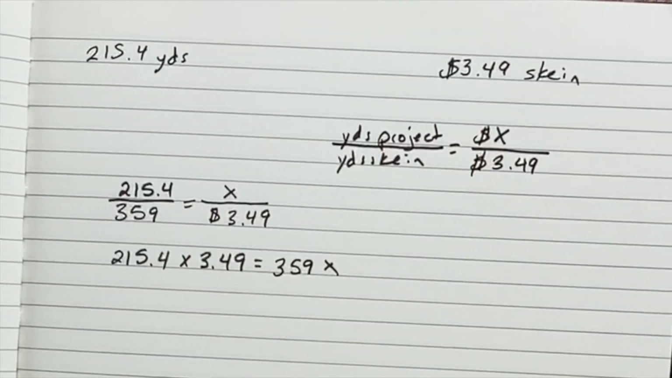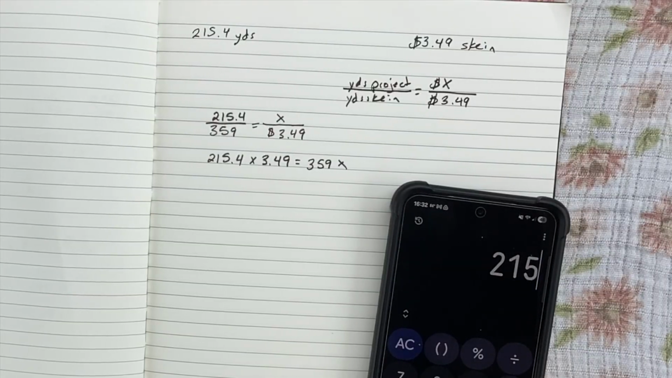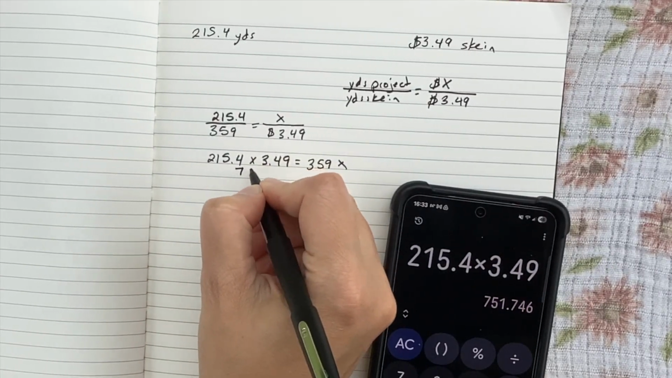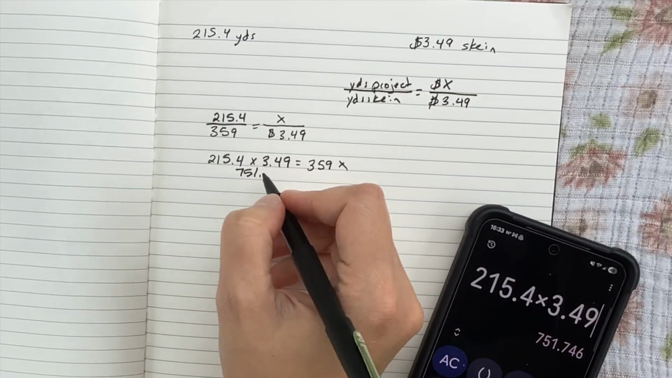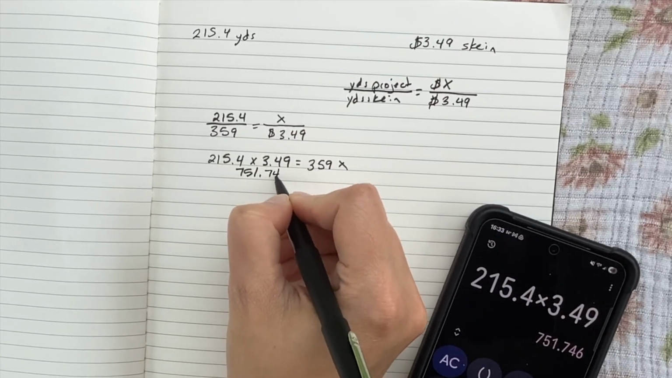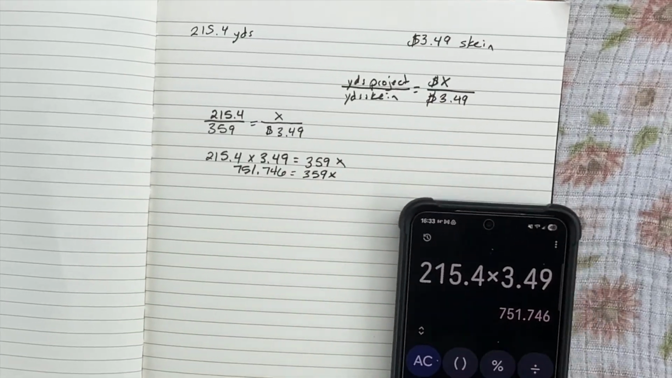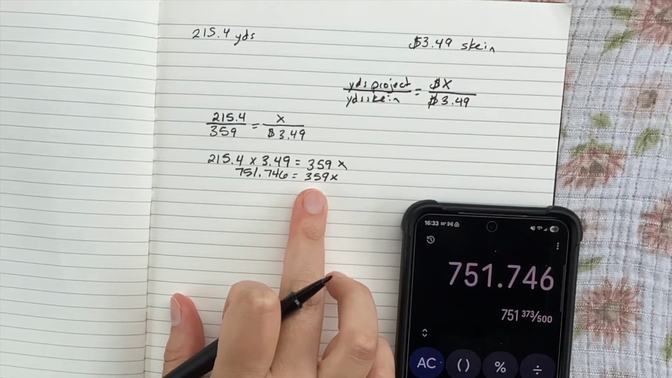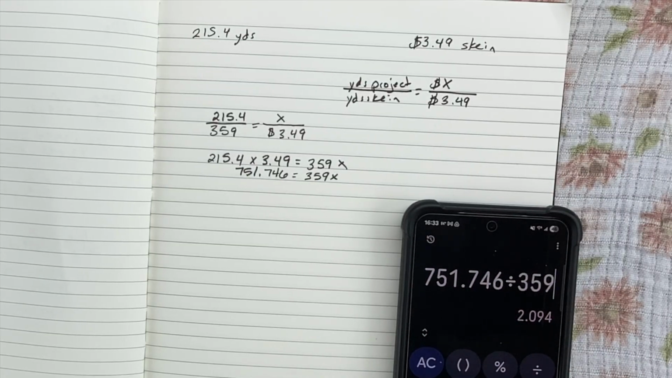Okay, now let's pull out our handy dandy calculators. All right, so we've got 215.4 times 3.49, okay? So that gives us 751.746, okay? Now we are going to divide both sides by 359, so that'll take it out of this side and put it over to this side. So we're going to divide by 359.